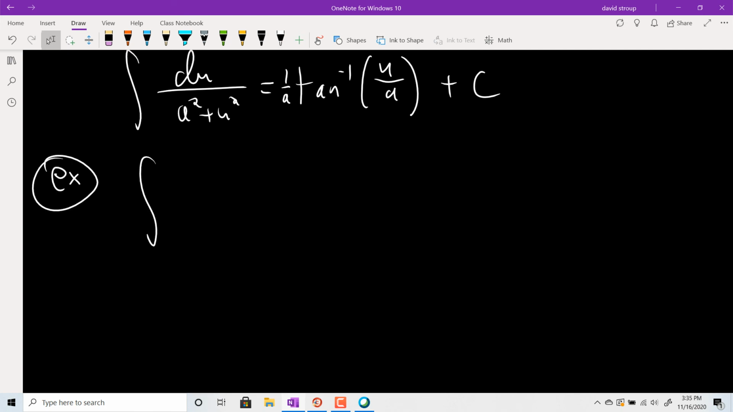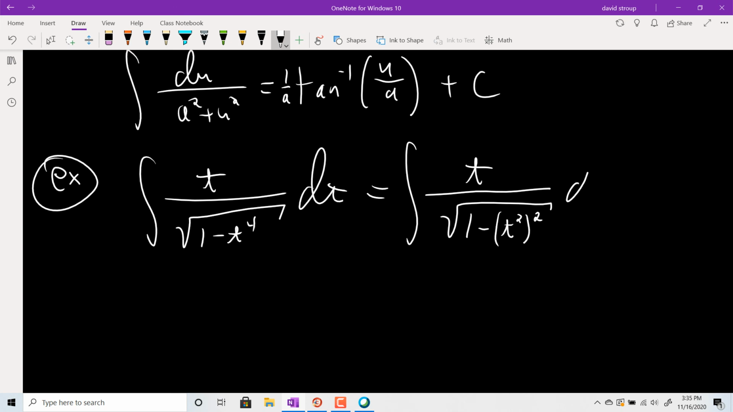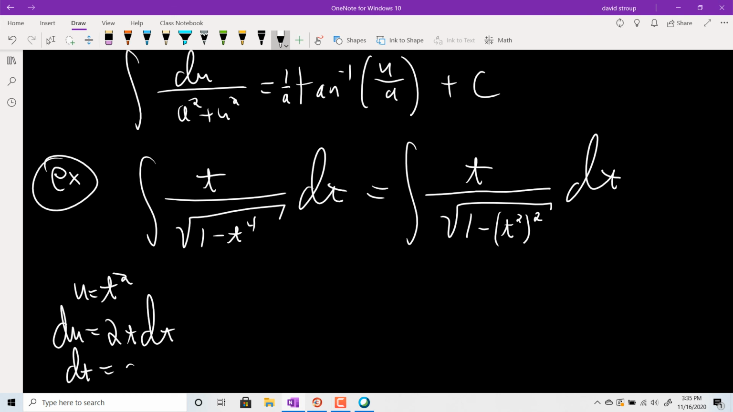So example: the integral of t all over the square root of 1 minus t to the fourth dt. Doesn't quite look like an inverse sine, but it is. Basically, you're going to have to do a u sub for t squared, because 1 minus t to the fourth is the same as 1 minus t squared squared. So let u equal t squared, and things will work out. du is 2t dt, and dt is du all over 2t.